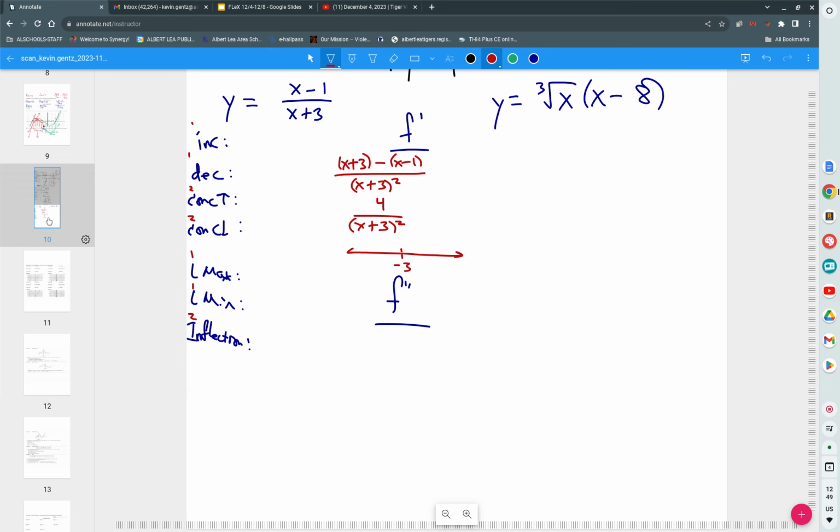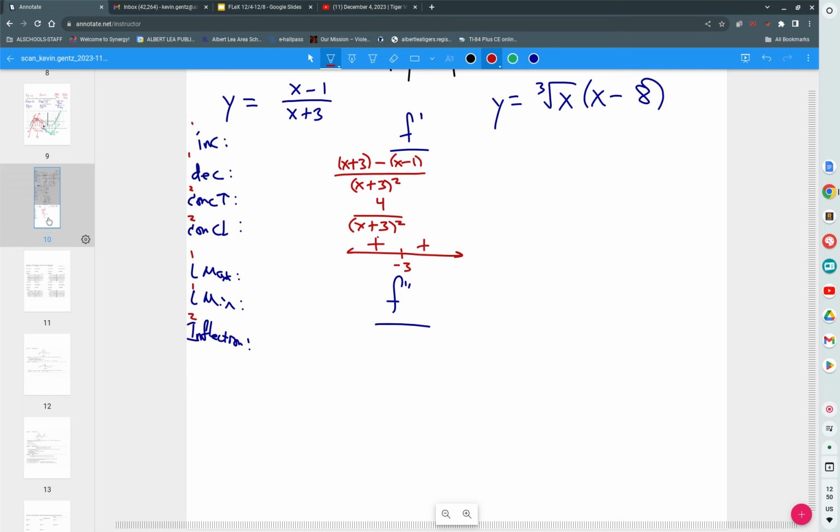I'm going to plug in a number to the left of -3. Addie, what number to the left of -3 would you like to plug in? -4. -4 plus 3? -1. -1 squared? 1. And 4 divided by 1 is 4, so that is positive. Hannah, give me a number to the right of -3. 0. 0 plus 3 is 3. Squared is 9. 4 over 9 is positive.